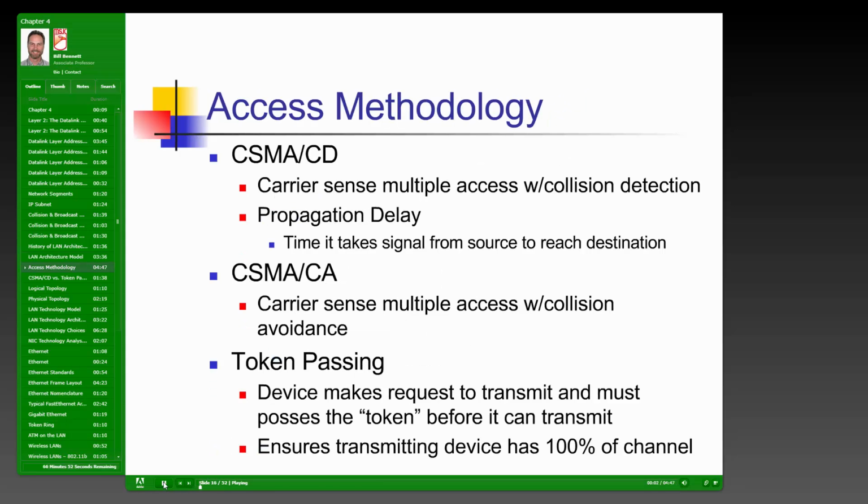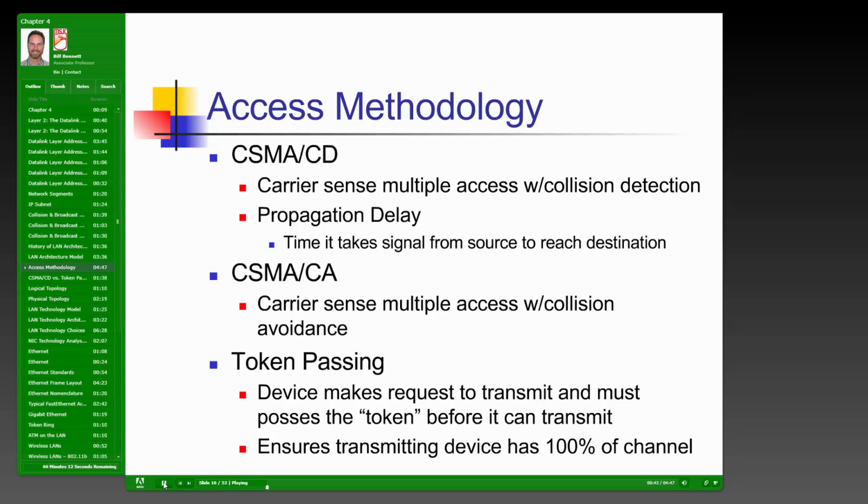So here are a few of the more popular access methodologies. Remember, that's again one of the properties of a network architecture. CSMA/CD is the most commonly used these days in Ethernet networks. CSMA/CD stands for Carrier Sensing Multiple Access with Collision Detection. The way that it works is that the sending device is attached to the media, and it's listening to the media to see if there is already a signal on that media or not. And if it determines that the media is free, then it goes ahead and sends its message out there.